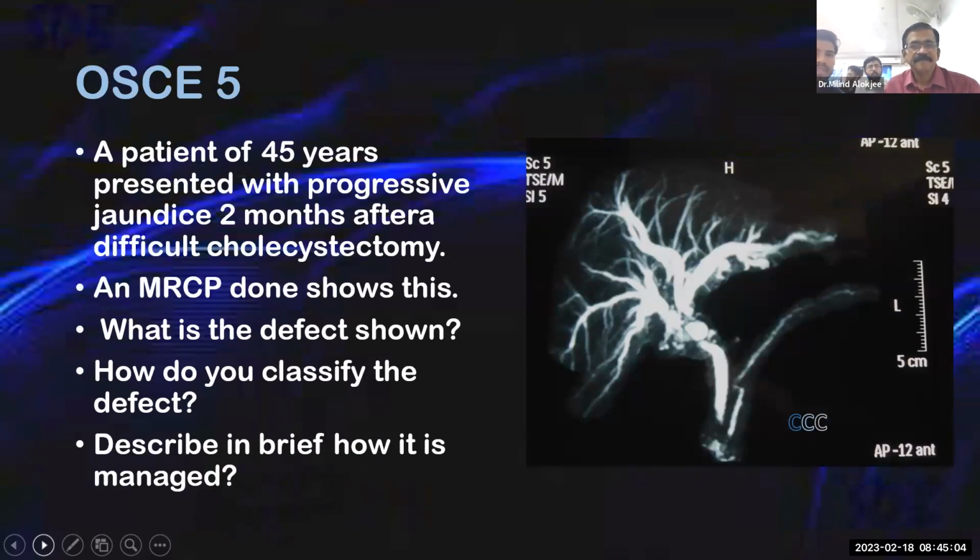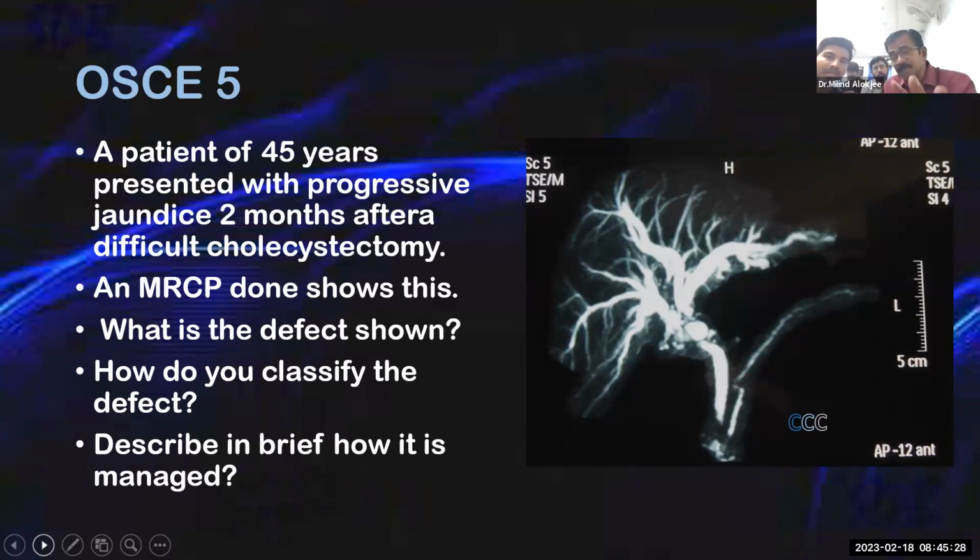A patient of 45 years presented with progressive jaundice 2 months after difficult cholecystectomy. An MRCP done shows this. If I have not shown this, what will be appearing? This picture is from, is it ERCP or MRCP? It is an MRCP. Why MRCP? Why not ERCP?